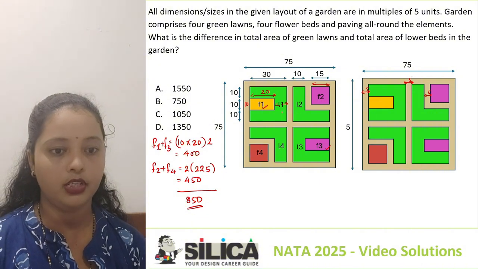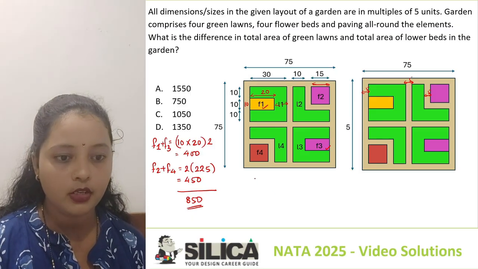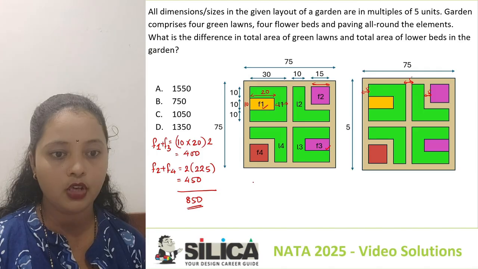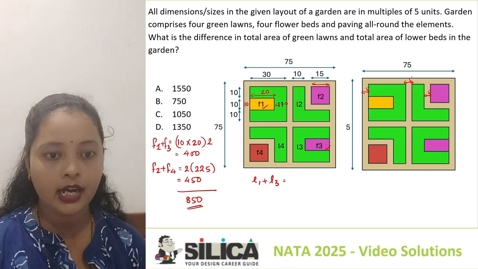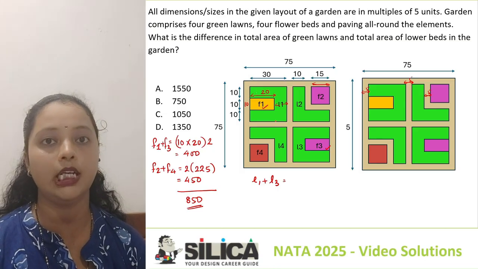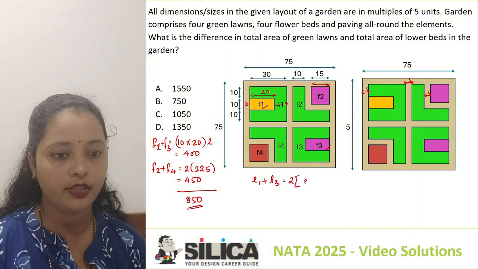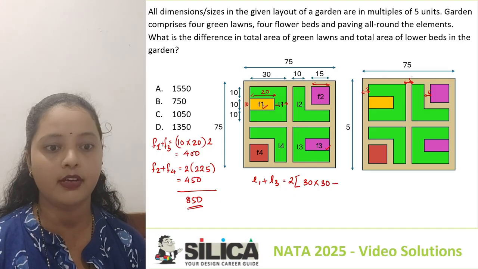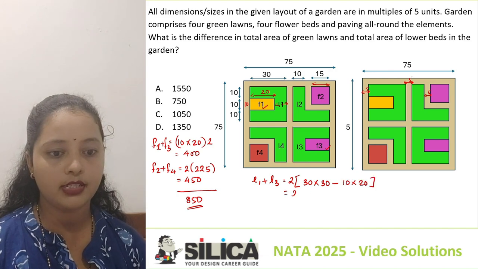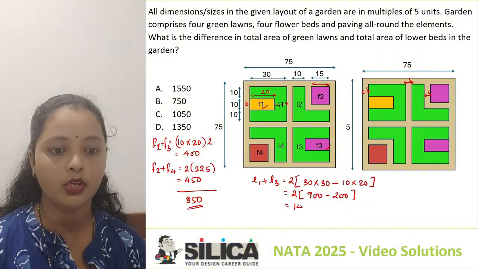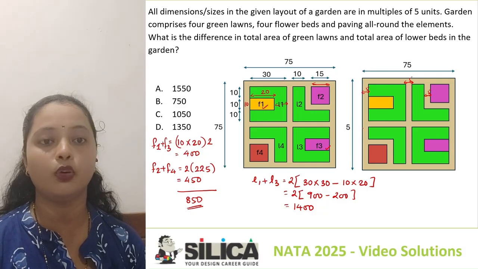Now let us try for the lawn. Lawn number 1 and 3 are similar, right? So let us figure out the area for lawn 1 plus lawn 3. Now the entire outer structure that you see is a square, so what is its area? It would be side square, so 30 into 30, and from that I have to subtract the area of the flower bed. The area of the flower bed is 10 into 20. So 30 into 30 gives me 900, and this gives me 200. So 900 minus 200 is 700. 700 into 2 gives me 1400 as the area of lawn 1 and 3.